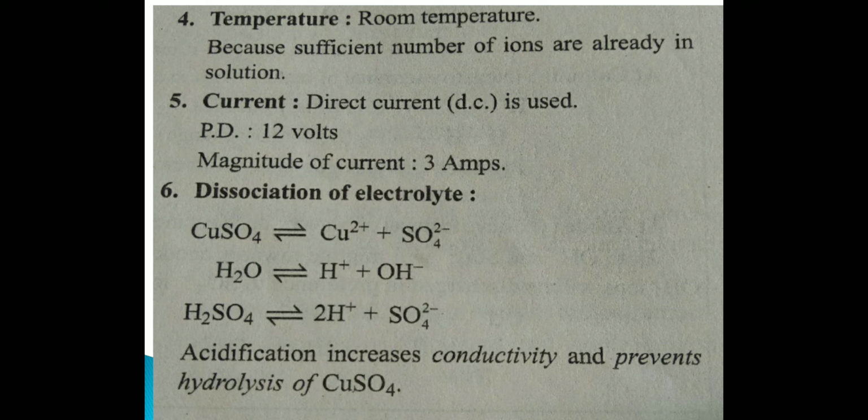Dissociation of the electrolyte. Copper sulphate dissociates into copper and sulphate ions. Water dissociates into hydrogen and hydroxyl ions. And sulphuric acid dissociates into hydrogen and sulphate ions. Acidification increases the conductivity and prevents the hydrolysis of copper sulphate.